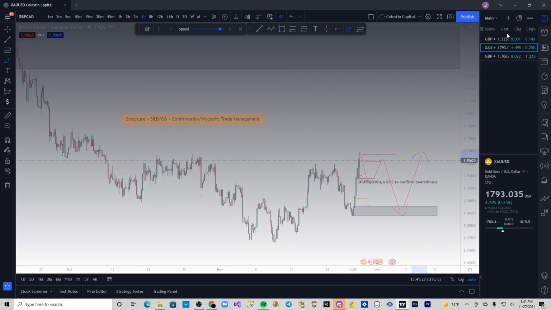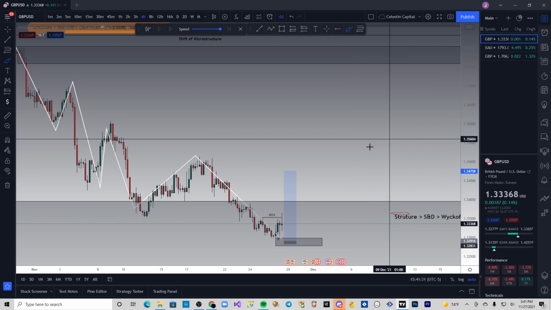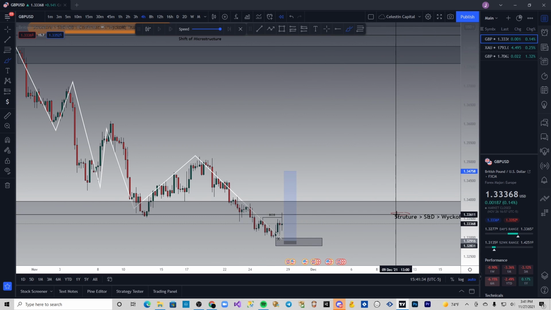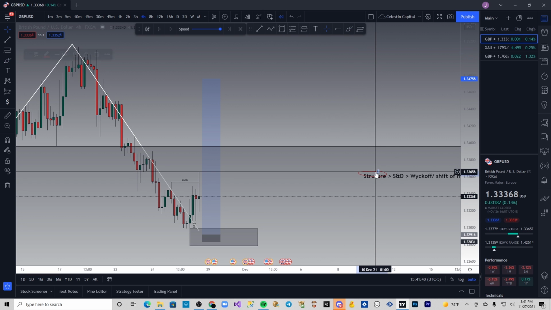And those are my 3 weekly outlooks, my 3 outlooks on the pairs that I trade for this week. And we'll see what happens. I may update you guys if I remember. Maybe one of you could remind me in the comments below. I might update you guys just to see how it played out.